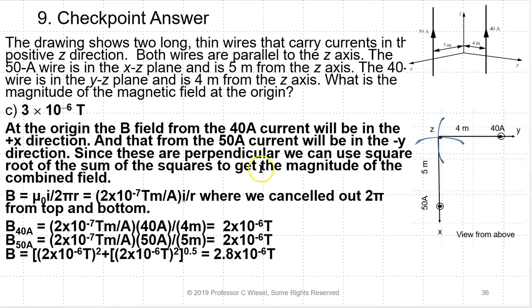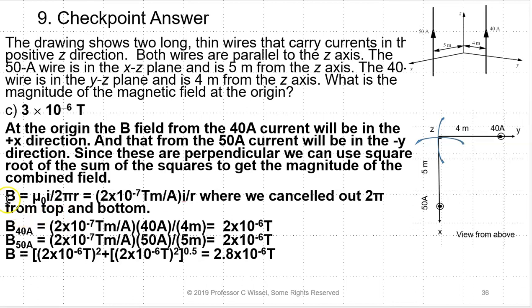At the origin, the magnetic field from the 40 amp current will be in the positive x direction, and that from the 50 amp current will be in the negative y direction. Since these are perpendicular, we can use the square root of the sum of the squares to get the magnitude of the combined field. But we still need the magnitude of each one.